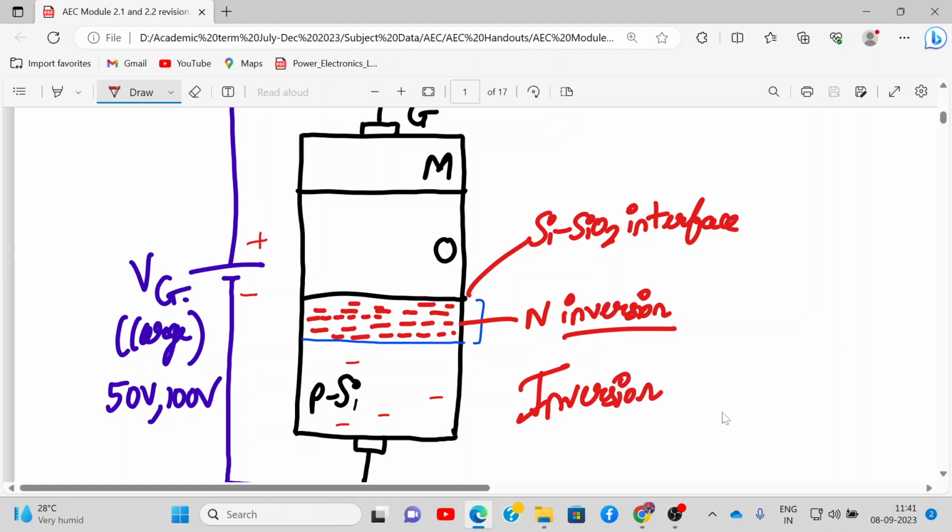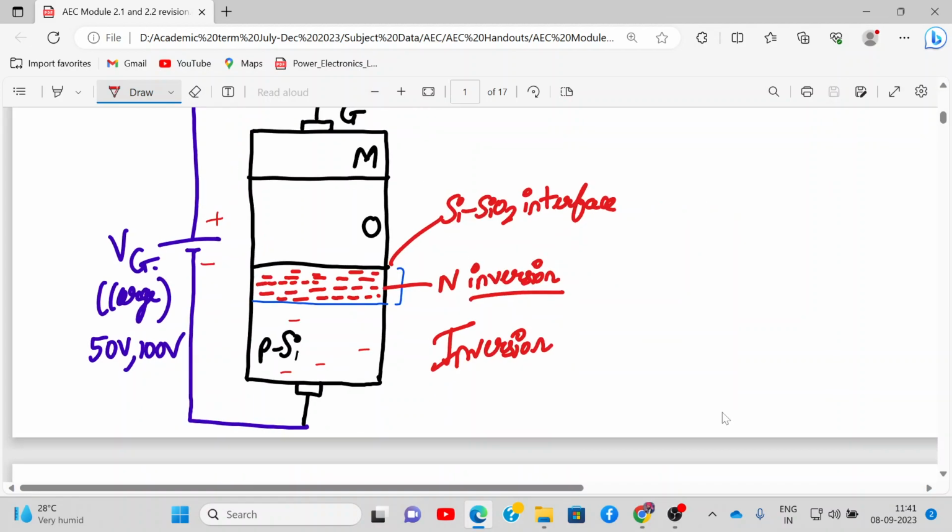Did you understand this? Did you all understand this? Why the N layer is created, and how it is created at a very heavy voltage, high voltage? Yes or no?